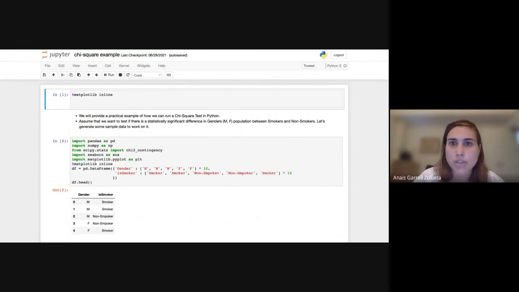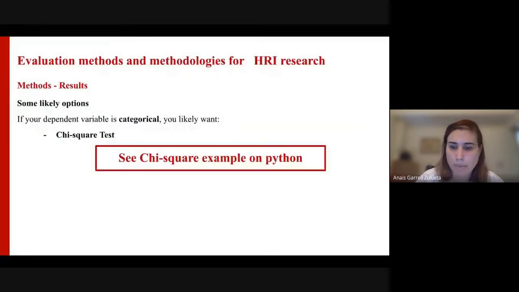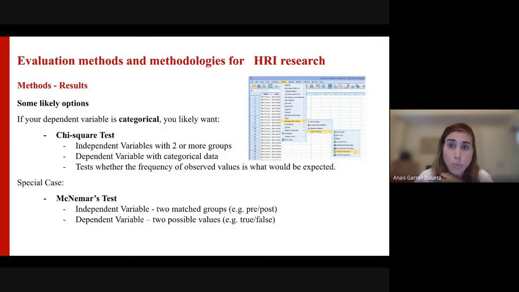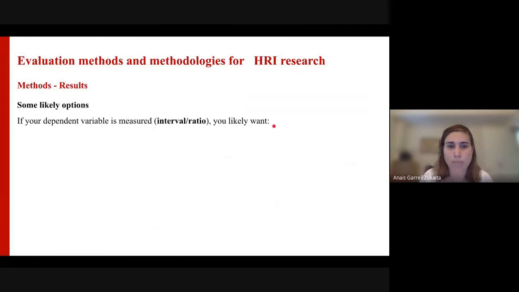I go back to my presentation. There's a particular case, which is the McNemar test. In that case, we have independent variables with two groups. It's commonly used with pre-post designs. So you run experiments, you make a survey before the experiment, and then you make the same survey after the experiment. We usually have two possible values for the dependent variable, true and false. You can also use Excel if you want. I don't like it, but you can. I can give you an image where you can find all these tests. I recommend using Python, but do whatever you prefer.